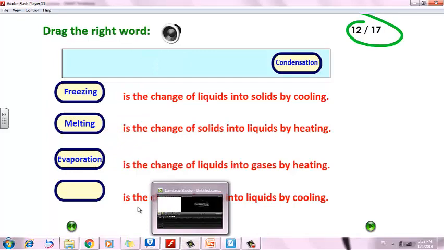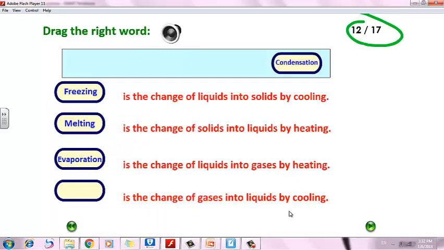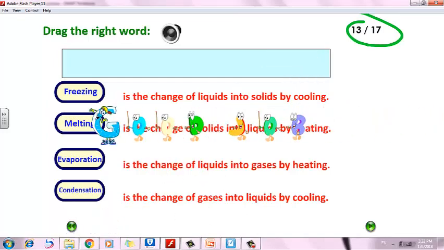The change of gases to liquid by cooling. Gas to liquid by cooling. I think this process happened in the toilet while taking a shower, when the gas, which is water vapor, came out from the very hot water and hit the cool wall or the cool mirror. It condensed back to water. Good job!